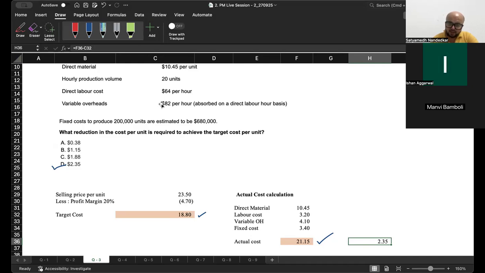So if you need 10 hours for direct labor to work on this product, again you will take 10 hours only while calculating the variable overheads. That is what it means. And this is 82 per hour. In 1 hour, you are incurring a cost of 82 and you are producing 20 units. So cost per unit will be 82 upon 20, that is 4.1.